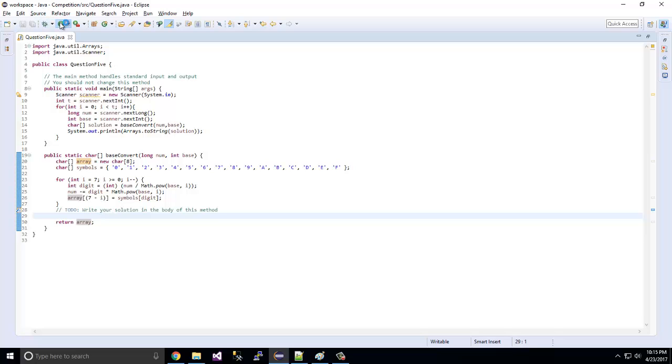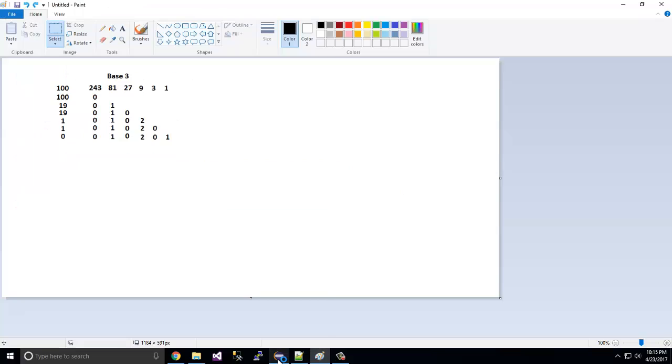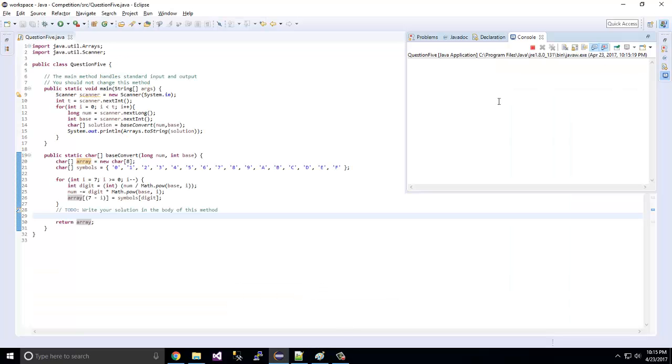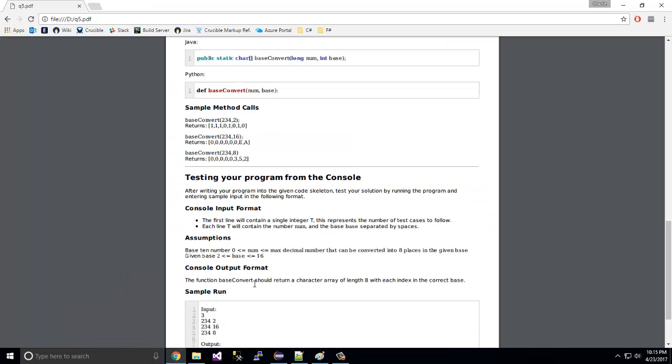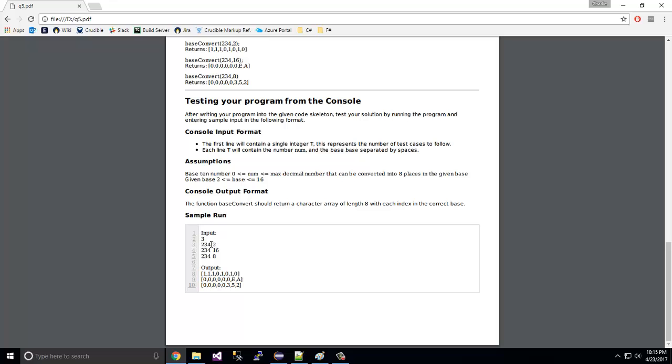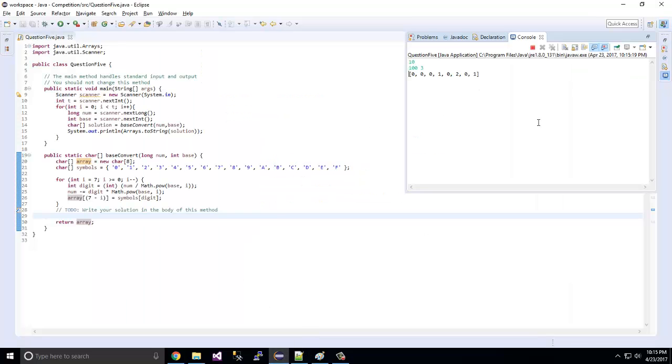So let's try that out. Let's use our example that we were running with over here. So we're converting base 10 of 100 to base 3. So let's say 10 test cases, and we're converting 100 into base 3. And there we go. We get our 0, 0, 0, 1, 0, 2, 0, 1. Awesome. We can run some of the test cases that we had over here as well. So we have 234 in base 2, 16, and 8 is what we want. Let's try some of those.